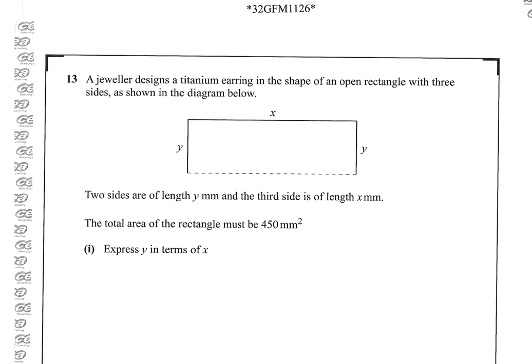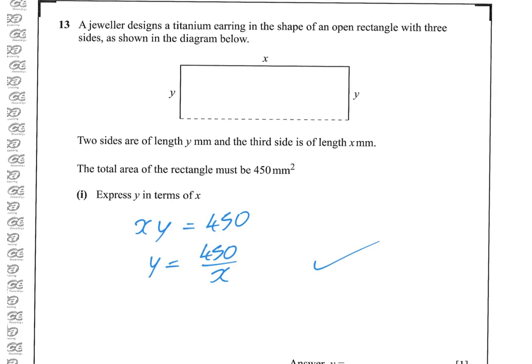Okay, last question we've got there. It says a jeweler designs a titanium earring in the shape of an open rectangle with 3 sides, as shown in the diagram below. So 2 sides are of length y millimeters, and the third side is of length x millimeters. The total area of the rectangle must be 450. Express y in terms of x. Okay, so x times y, the area, must be equal to 450. So express y in terms of x, that means y is equal to 450 divided by x. I think that's what we've done. We've done it. Happy days.